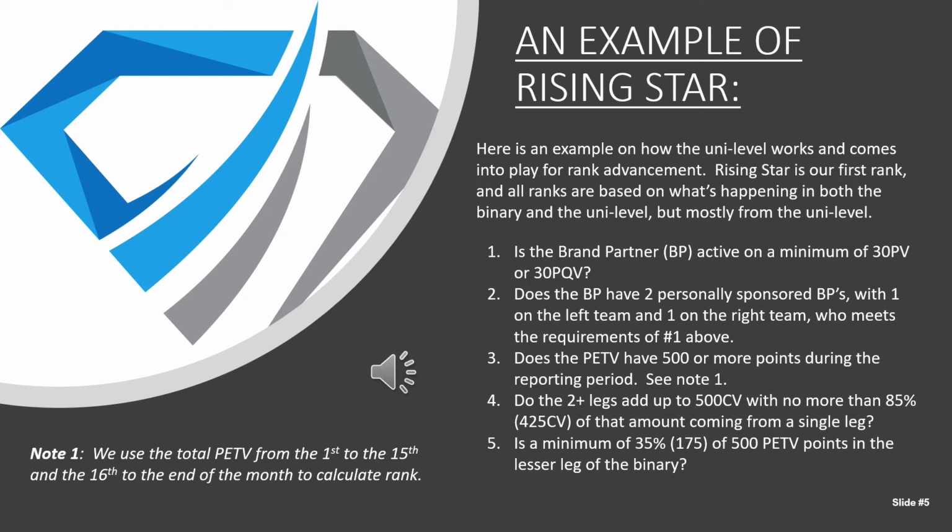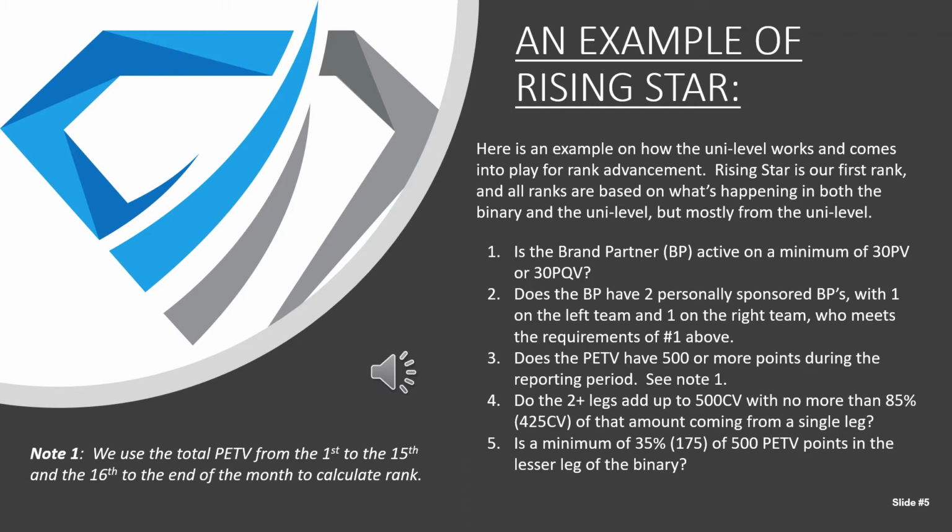Does the enrollment tree have 500 or more points during the reporting period? See Note 1. Note 1 says that we use the total PETV from the 1st to the 15th of the month, and then again from the 16th to the end of the month. So when we look for your rank, we're going to calculate, based on those 2 periods, how much volume did you have between the 1st and the 15th, or when we calculate the 16th to the end of the month. So let's just say we're doing the first half of the month. You might have done 300 points the first week and 200 points the next week, and collectively that's going to give you 500 points. So you're going to check the box for number 3. Does the PETV have 500 or more points during the reporting period? That reporting period, again, is from the 1st to the 15th.